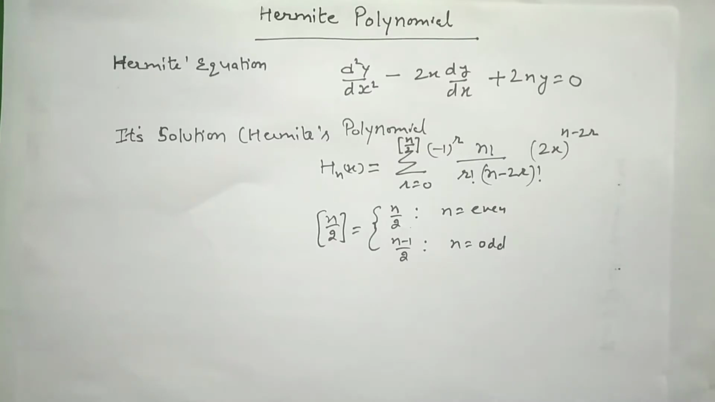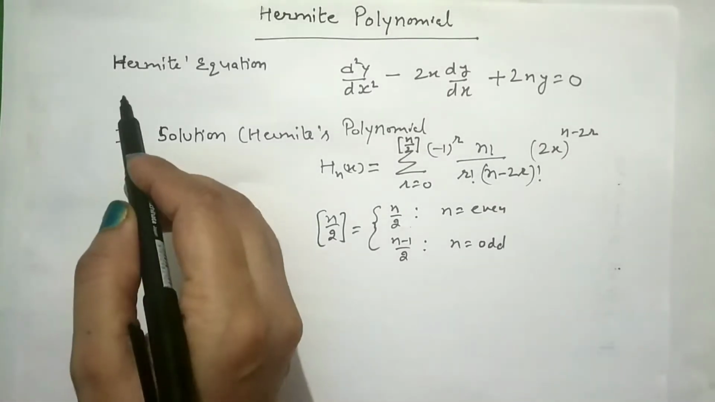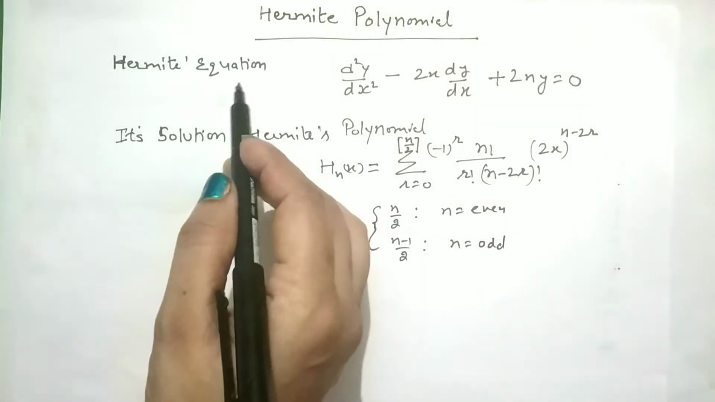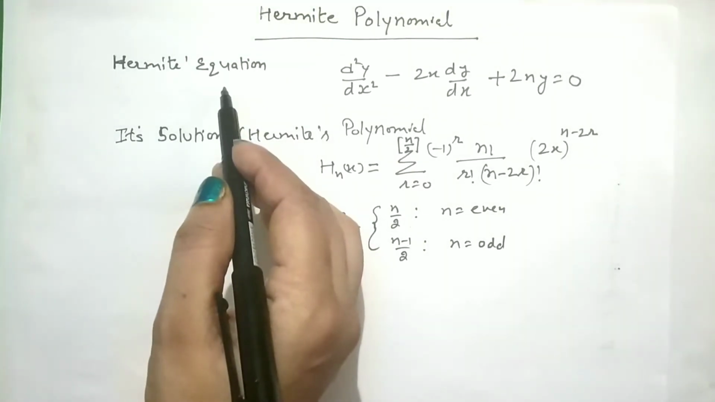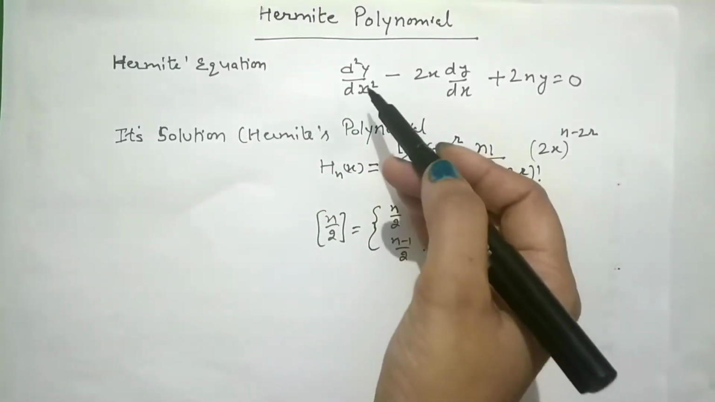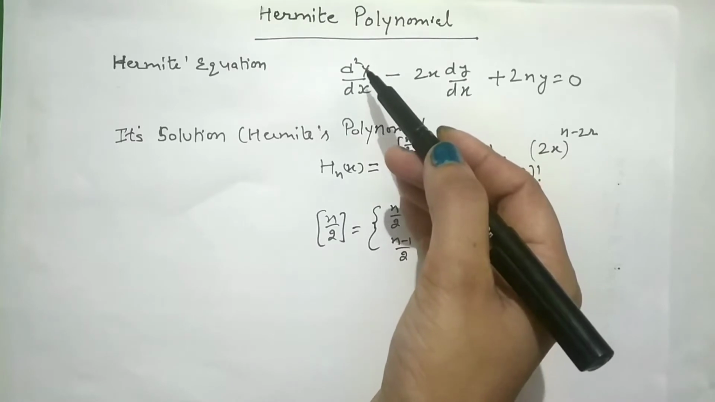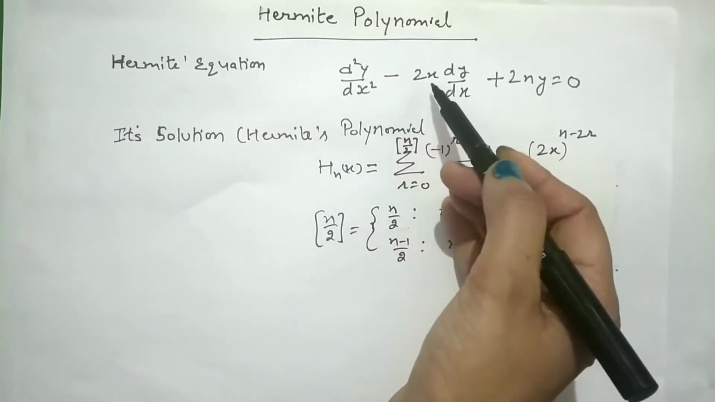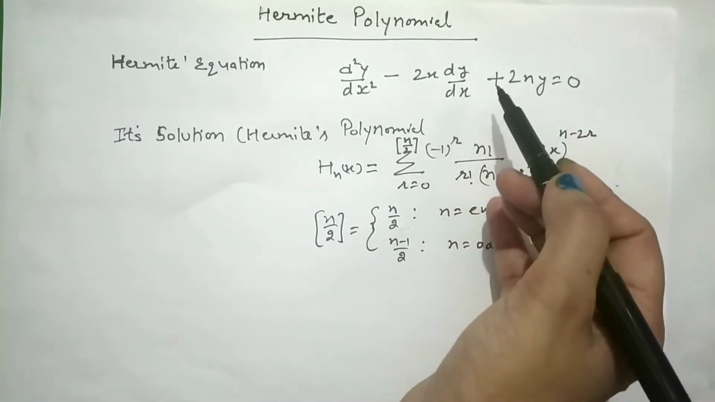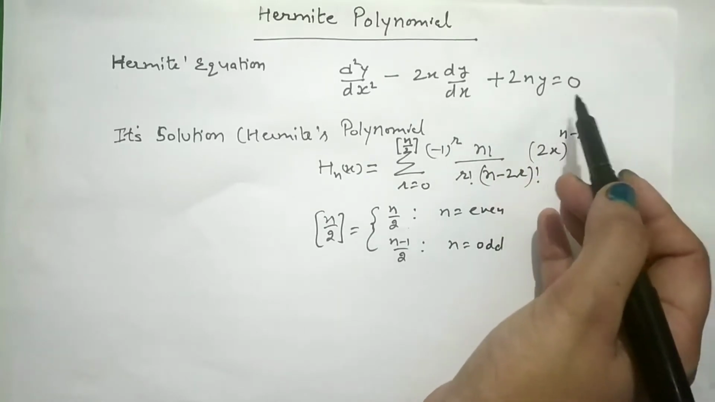So what are Hermite's polynomials? First of all, we need to know what Hermite's equation is. Hermite's equation is a second degree differential equation, which is: d²y/dx² minus 2x dy/dx plus 2ny is equal to 0.